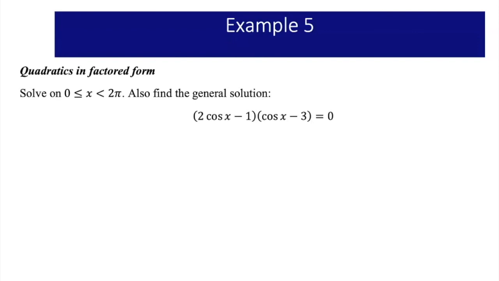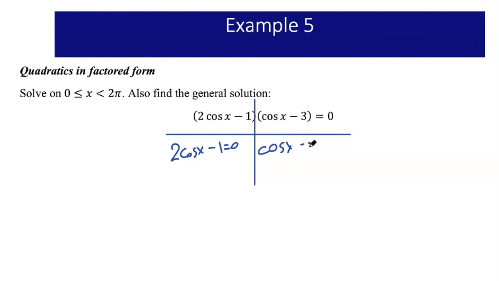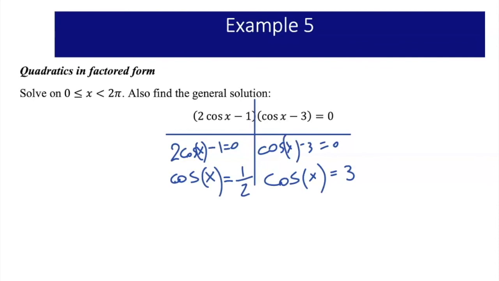And let's look at one last example. Here I have one binomial times another binomial equals 0. So we're dealing with a quadratic. So what I want to do is solve the 2 equations separately. So I have that 2 cosine of x minus 1 equals 0, and cosine of x minus 3 equals 0. And I solve them separately, and I find that the cosine of x can be 1/2, or the cosine of x can be 3.